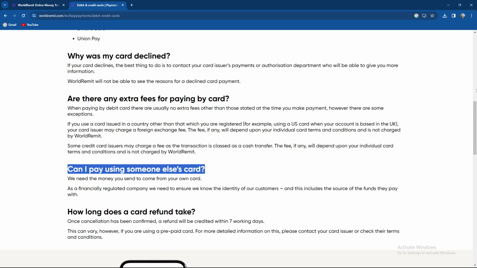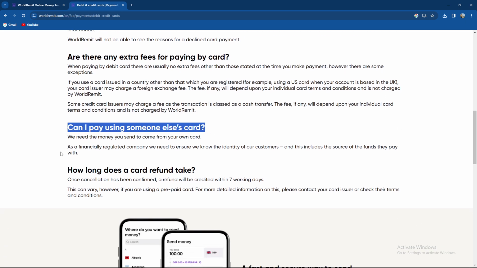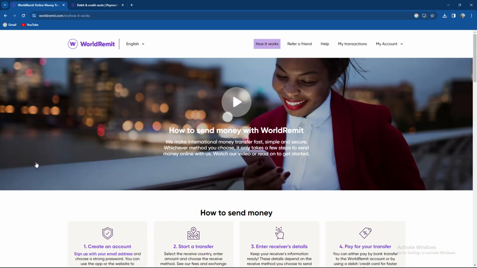Can I pay using someone else's card? They need the money you send to come from your own card. So overall, those are some of the questions involving credit and debit cards.